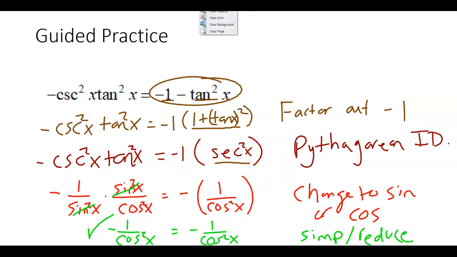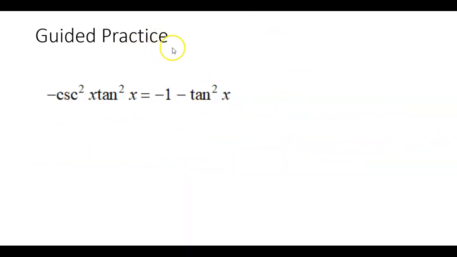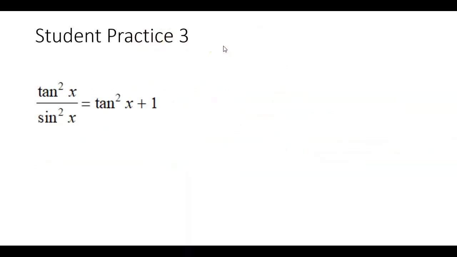All right, so one more problem for the day. This is going to be a student practice. We'll let you guys go ahead and do it. Go ahead and pause the video here and give it a try, but remember, you want to start by looking for that Pythagorean identity, then change everything to sine and cosine, and then simplify from there. All right, so when you unpause it, you'll see the solution.